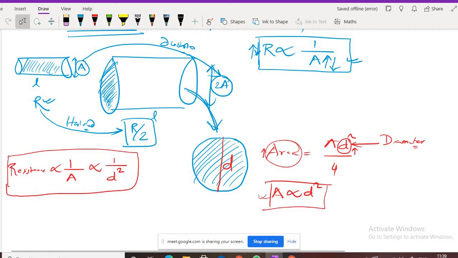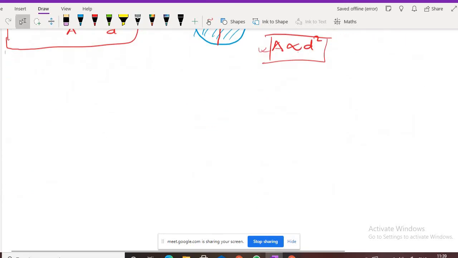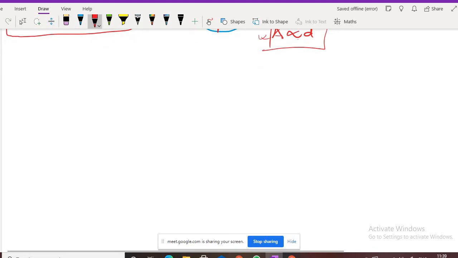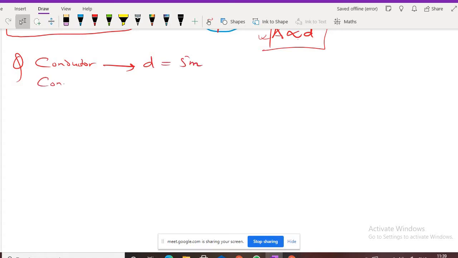Okay, so let me take an example here. One numerical question. Suppose there is a conductor whose diameter is given as 5 meter, and there is another conductor, same material, same length. Here the material and length are same, and now the diameter is given as 10 meter. Now the question is asked how the resistance varies.